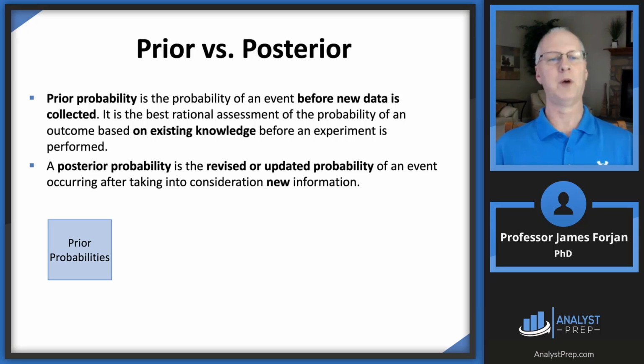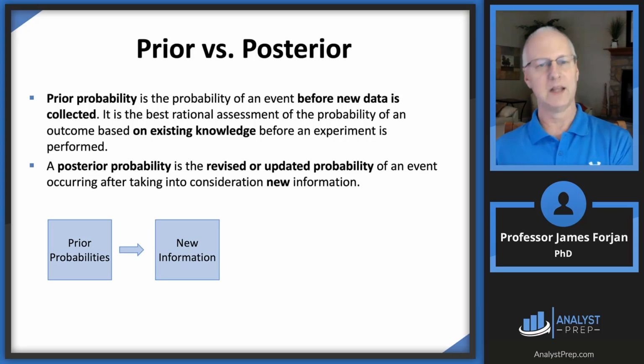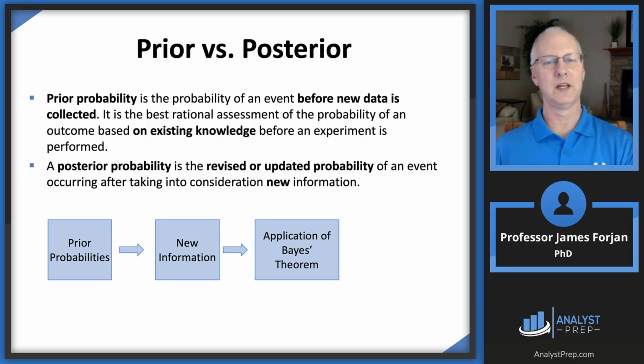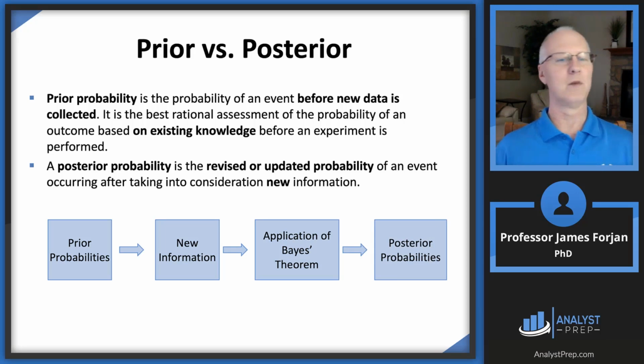But then a posterior probability is the revised or updated probability taking into consideration new information. So if my boys are playing Fortnite and they have basketball and they have homework, who knows what's going to happen to that phone? All right, so we start with the prior probabilities, then we gain the new information, then we apply the Bayes formula like we did in the golfing example, and then we can come up with these posterior probabilities.